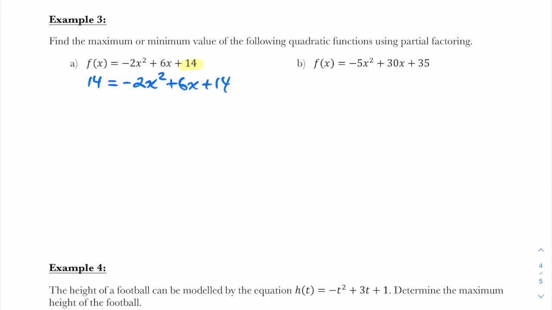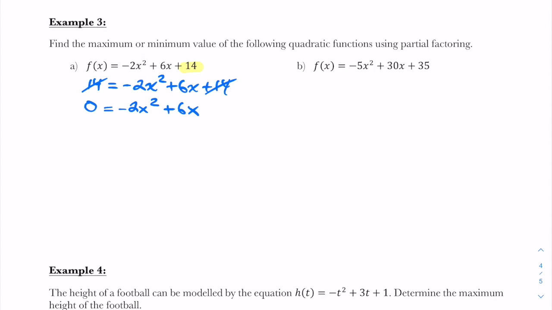And because you have 14 on both sides of the equation, they cancel out, leaving you with 0 equals negative 2x squared plus 6x. Now we factor the expression on the right-hand side. We're going to factor out a negative 2x, that's our greatest common factor, and that leaves us with x, take away 3 in brackets. This gives you two solutions. The first one is that x equals 0, and the second one is that x equals 3.